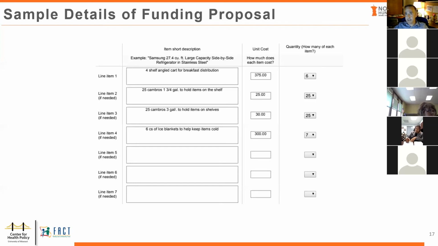Okay, unit cost is the cost per unit. So in this case, this applicant was proposing to buy 6 carts. In this first line item, 6 4-shelf angle carts for $3.75 each. You do not need to put the total for your line item if you have multiple. If there's going to be multiple units of it, we can do that math. Just put the unit cost if you don't mind, please. And again, the quantity is how many of each item. How many of each unit. We do have a technical limitation in that the drop box will only go down to 25. If you have a line item that's more than that, just let me know and we'll get it documented.